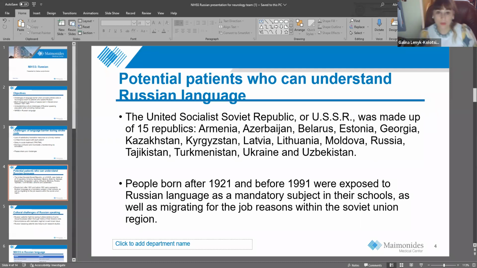So what I also wanted to say, when we say Russian speakers and people who can definitely understand the Russian language, I want you to understand why those patients are sometimes from different countries that used to be the former Soviet Union, and why is it so important? Because then you will picture it for yourself. If you know that this patient is from Armenia, Azerbaijan, Georgia, Moldova, Ukraine, or Uzbekistan, and if they were born between 1921 and 1991, they were very much exposed to the Russian language as a mandatory subject in the schools where they grew up.